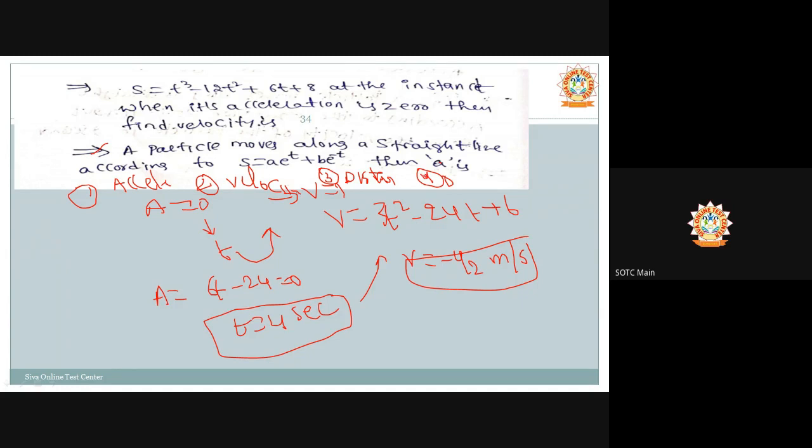Distance. Why? So acceleration is nothing but the second time derivative. So if you take the second time derivative for this, it will result in the same. So that's why distance is the correct answer.